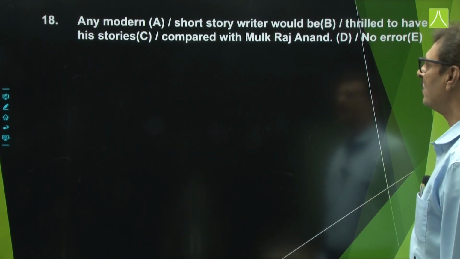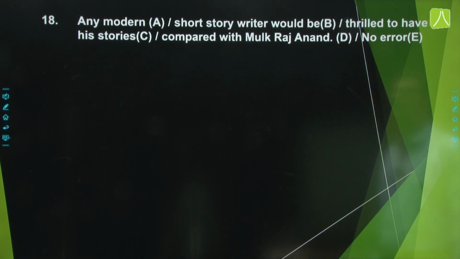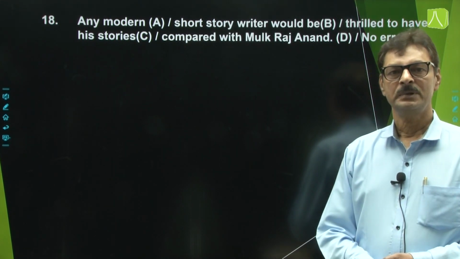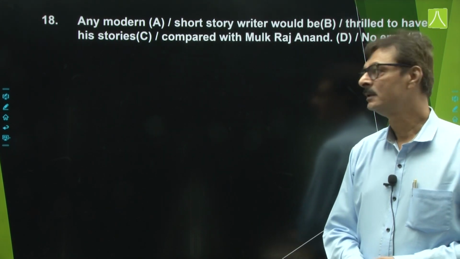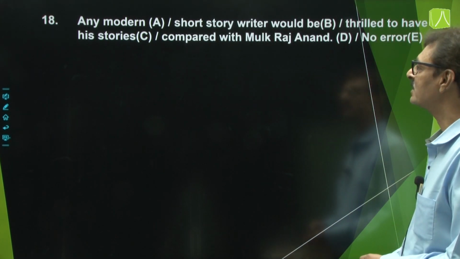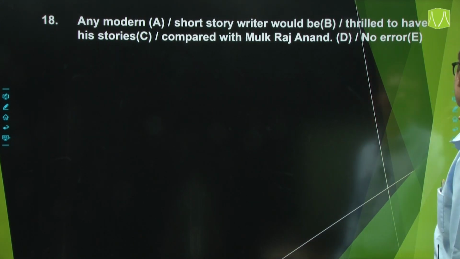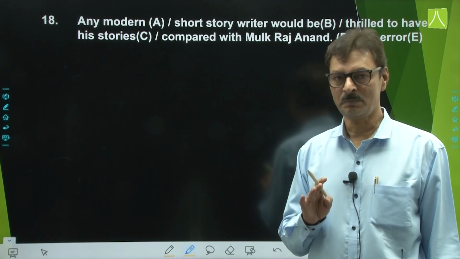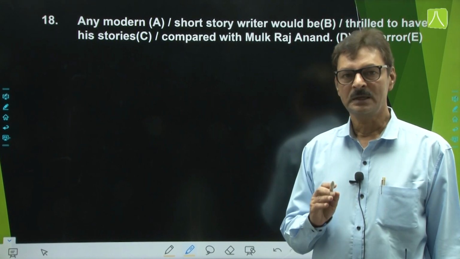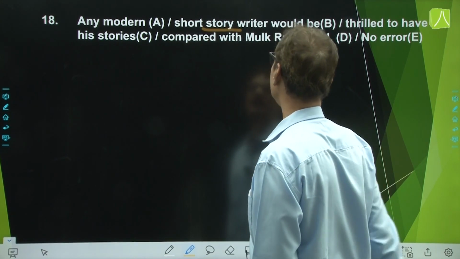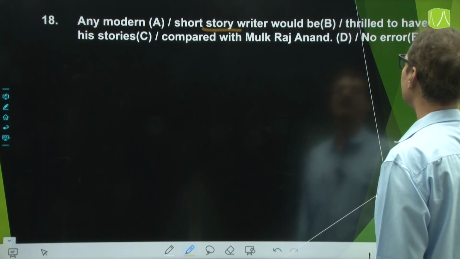Next, any modern short story writer would be thrilled to have his stories compared with Mulk Raj Anand. A straightforward, simple sentence. So what are we comparing? Are we comparing the authors or the stories of the authors? Here we are comparing the stories of the short story writer.